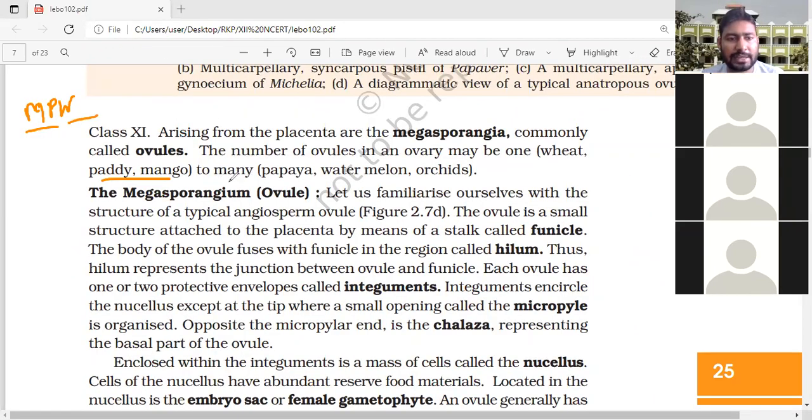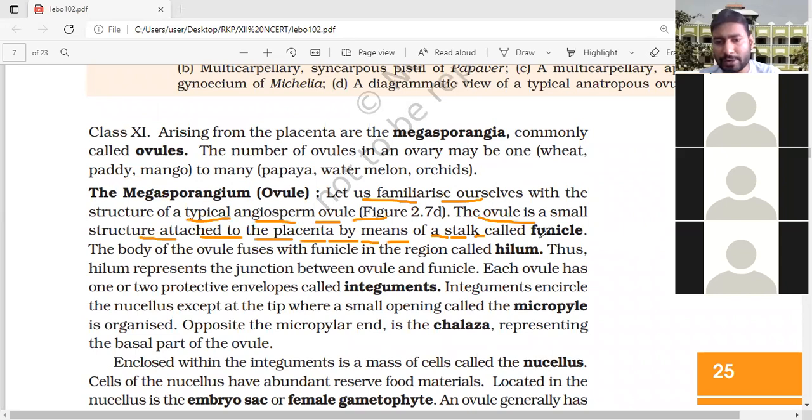They have a single ovule, and papaya, watermelon, and orchids have more than one ovule. Clear? Now another structure, that is the ovule, you can see. Let us familiarize ourselves with the structure of a typical angiosperm ovule. The ovule is a small structure attached to the placenta by means of a stalk.